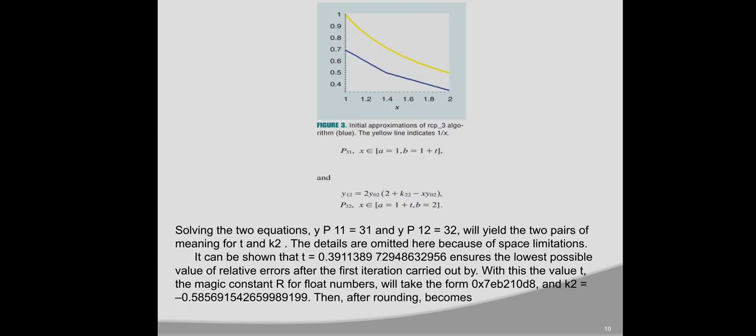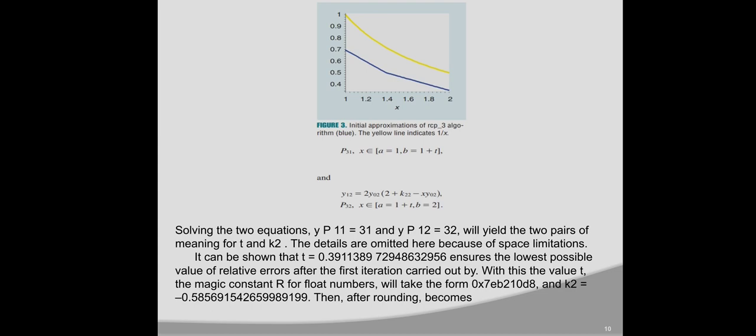Solving the two equations p11 equal to 31 and p12 equal to 32 will yield the two pairs of values for t and k2. The details are omitted here because of special implementation. We can be sure that t equal to 0.391138972948632956 ensures the lowest possible value of relative error of the first iteration.